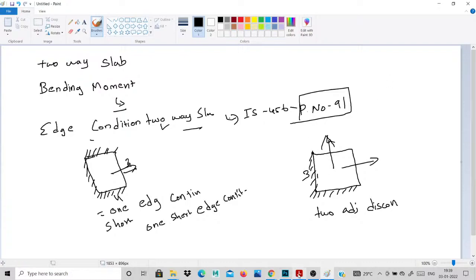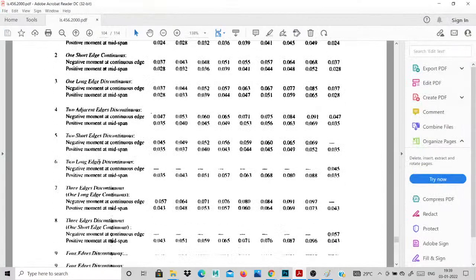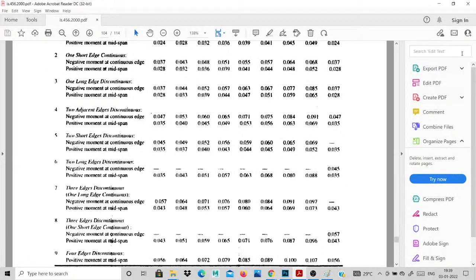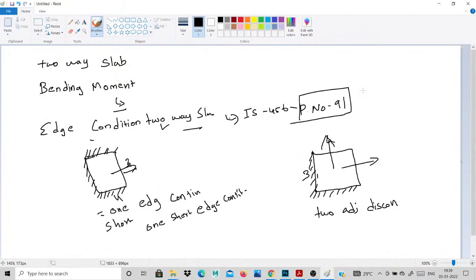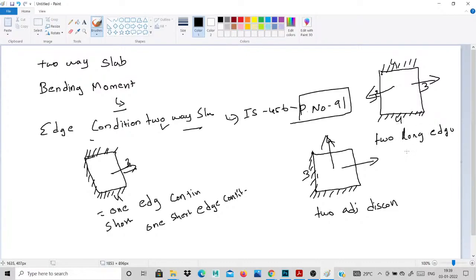The next one is two long edges discontinuous. See, this is one of the slabs. This is 4 meters, 4 meters. This is 3 meters, 3 meters. Two long edges discontinuous. See this long edge discontinuous; this is the two short edges continuous. The 4 meter edges are discontinuous, so two long edges discontinuous.